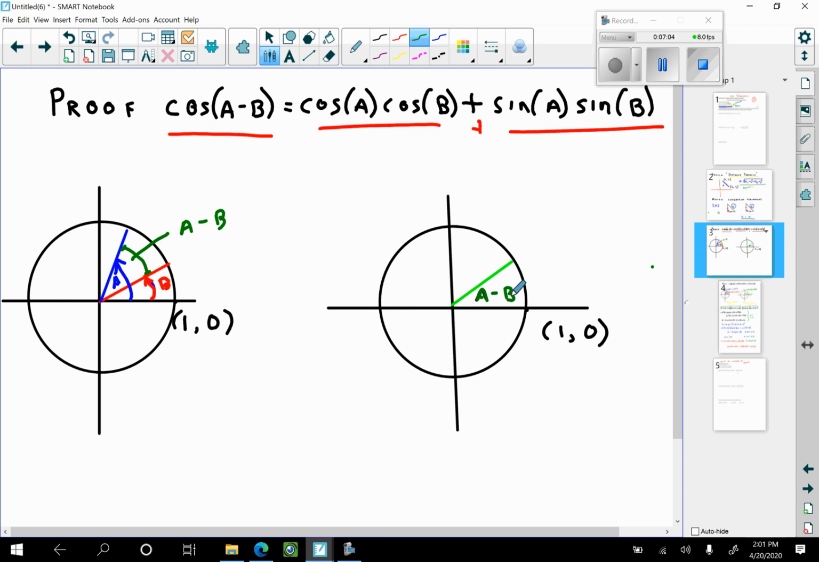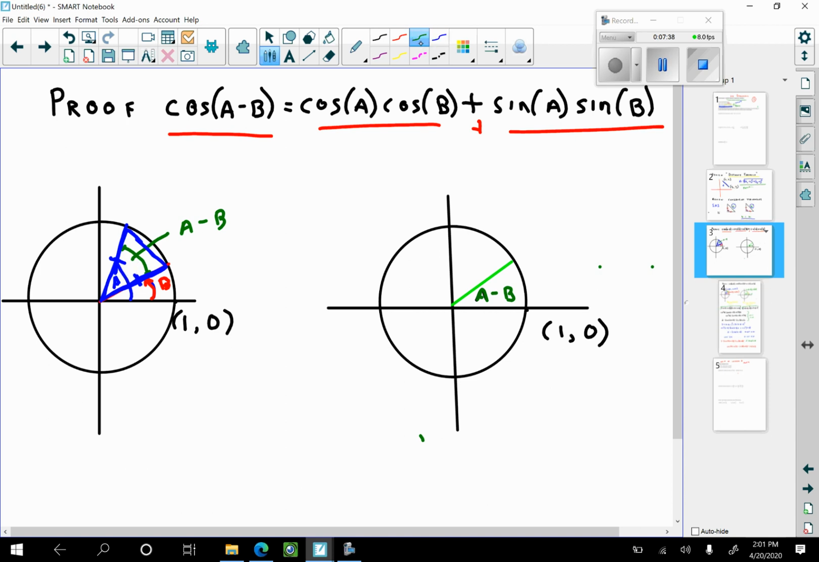True or false? This is a circle. All the radii are equal to 1. So if I just concentrate for a brief moment on this triangle right here, and this triangle right here, these segments are both 1, and this angle is A minus B.